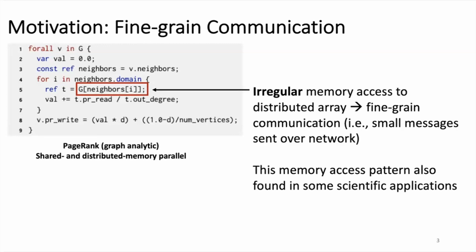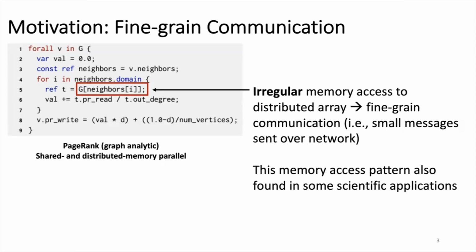So G is a distributed array. It represents the graph data structure, and we're making this irregular memory access to it. But because G is distributed, this is what's going to lead to fine-grained communication, which means we're sending a bunch of small messages over the network, which is a problem because we're better off sending fewer larger messages if we can. It's also worth noting that this type of access pattern is not specific to just graph analytics. You would also see it in different types of scientific computing applications.